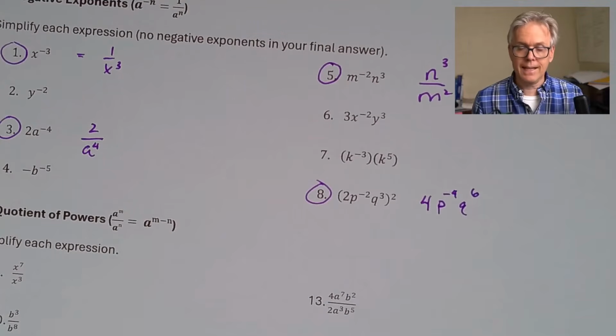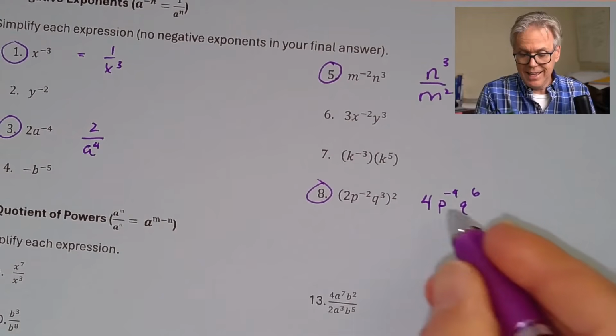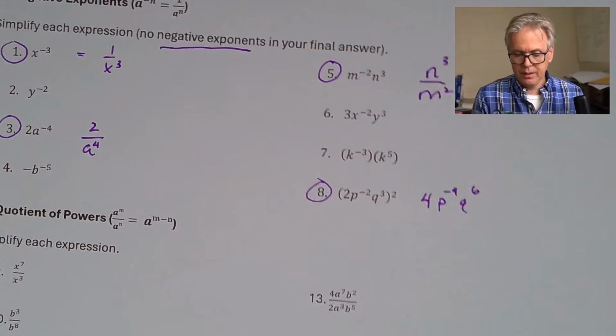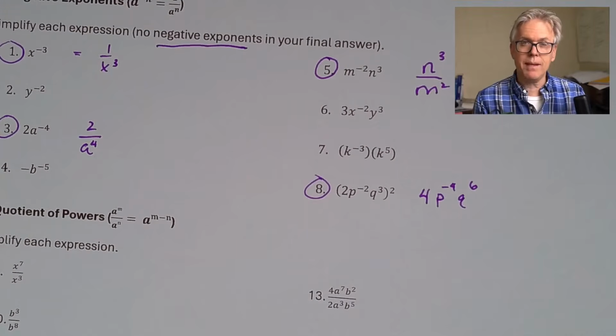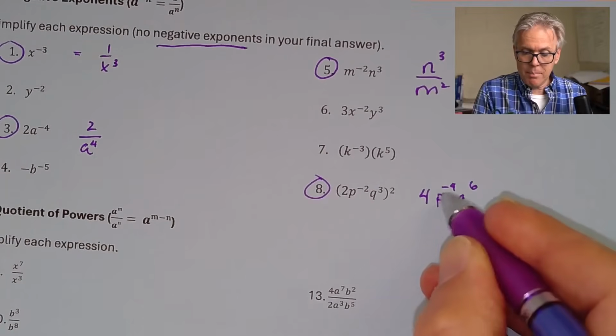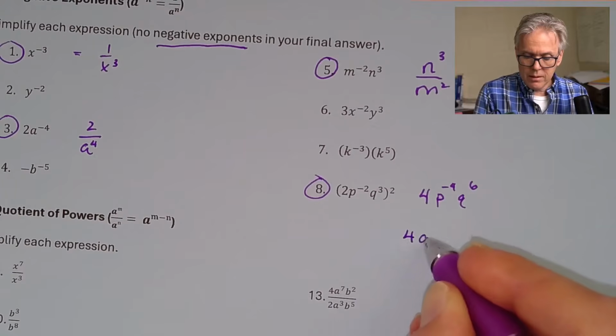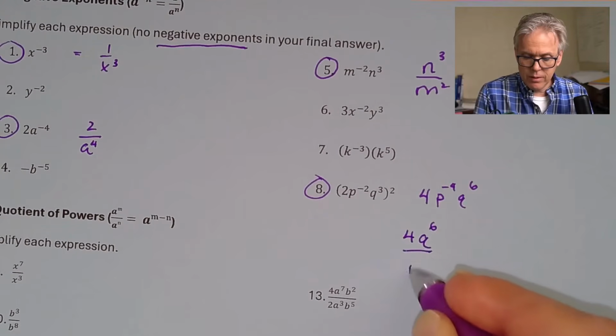So we learned that in the last lesson. We just multiply exponents together whenever an exponent is being raised to an exponent. And now we want to write this with no negative exponents in our final answer. So the question is, what is being raised to a negative exponent? Just the p. So that's the only one that's going to move. So 4q to the 6th all over p to the 4th.